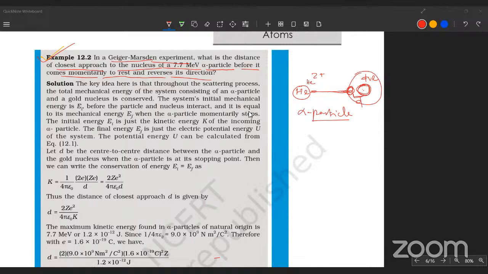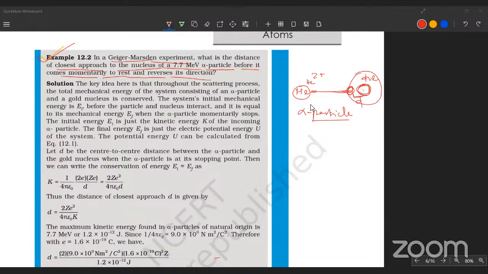Now we can find this closest distance. Now, how will you find this closest distance? We'll use the energy consideration.